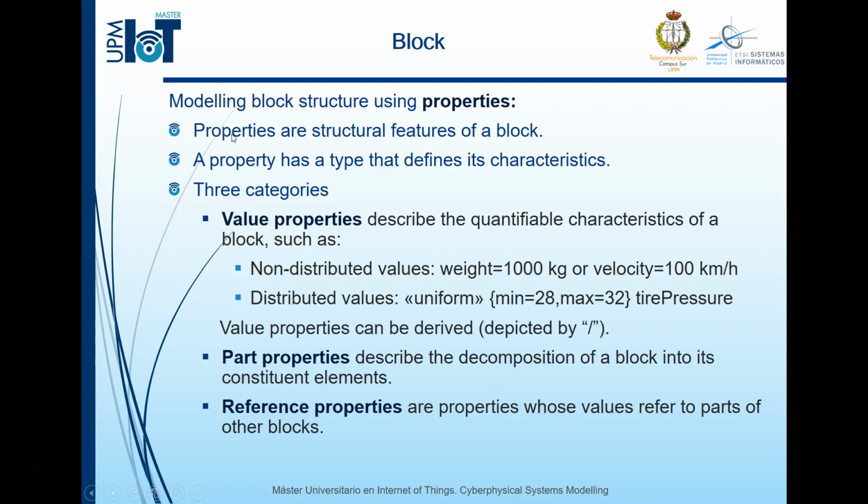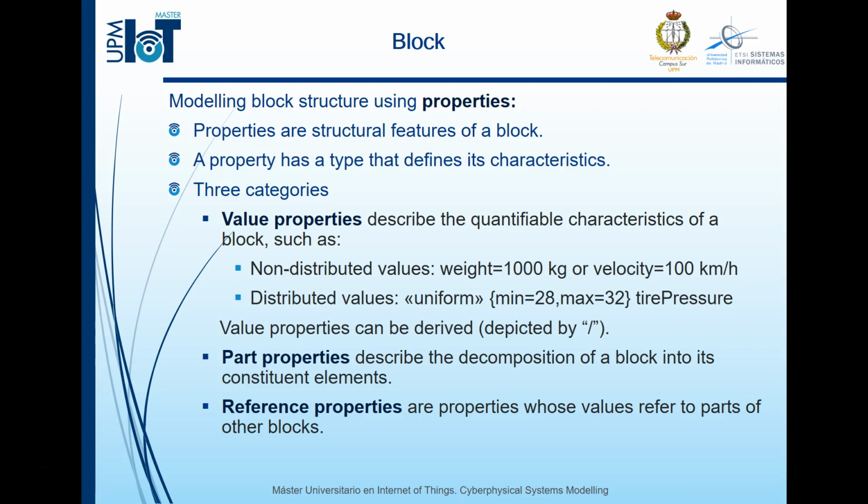So for properties, if you remember, we mentioned value properties that describe quantifiable classifiers and characteristics of our system. Part properties describe the decomposition. So there's a whole-part relationship between components. And reference properties highlight which blocks are related to each other, but without a whole-part relationship. In the first, the part property means the system is composed of all these components, all these blocks.